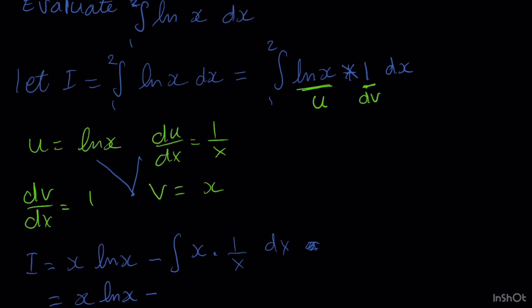Oh, I forgot we have limits here, 1 to 2, right? When we have limits, we need to apply the limits on the uv as well. It's good that I remembered to tell you. We need to apply the limits on the uv as well, right? So minus the integration of x multiplied by 1 over x dx.